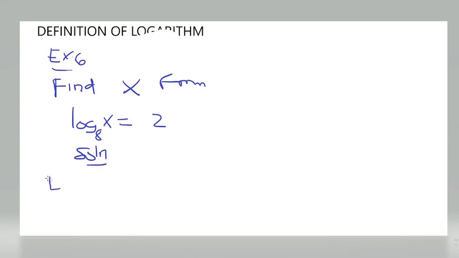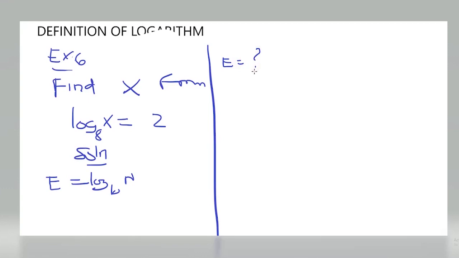Now remember the formula says exponent is equal to logarithm of number and base. From this one, we have one exponent already, which is 2. The exponent is 2 according to the formula, the base is 8, and the number is x.